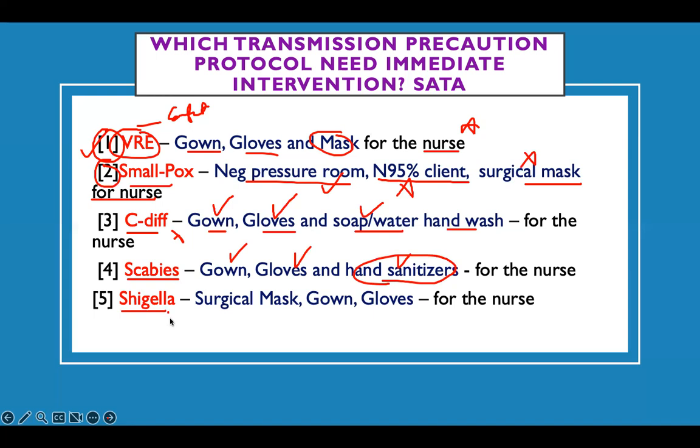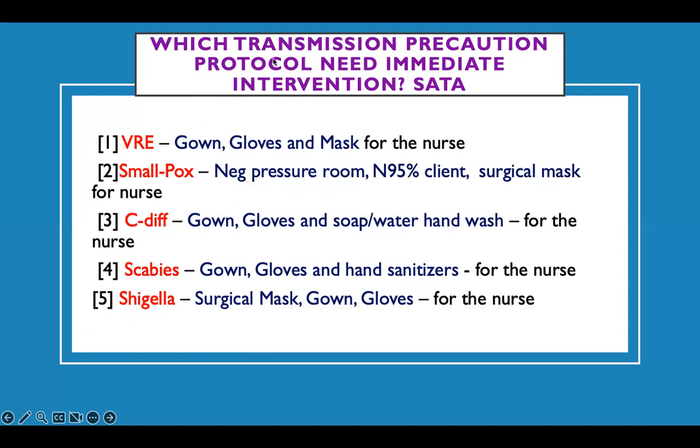Shigella, what do you think? Contact, right? It's a GI problem, so it's a contact. Surgical mask? No. Gown? Yes. Gloves? Yes. So I need to intervene. So 1, 2, 5 are wrong precautions in terms of PPE that you're supposed to wear. Once again, if you are confident, you choose it. There's another trick too. If one of the answers is wrong, the whole thing is wrong. So don't pick it. Just because 2 out of 3 is right doesn't mean you should pick it.